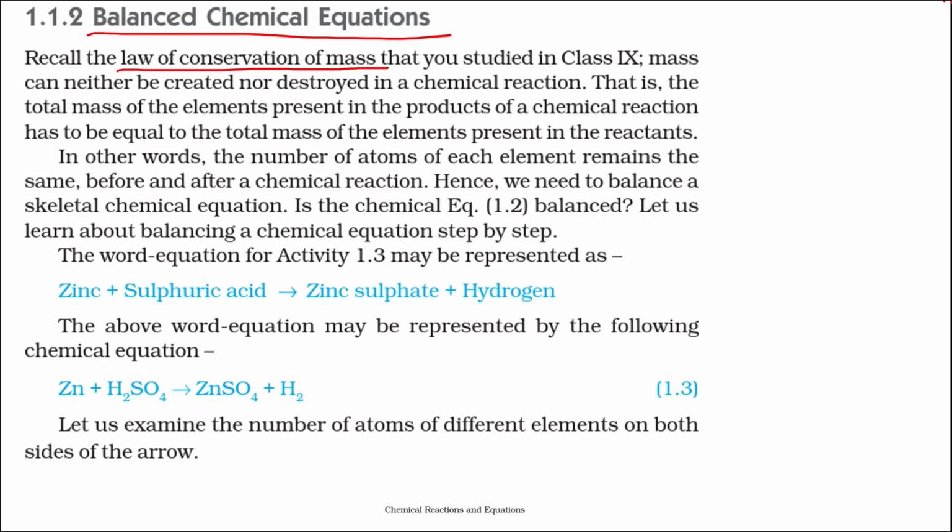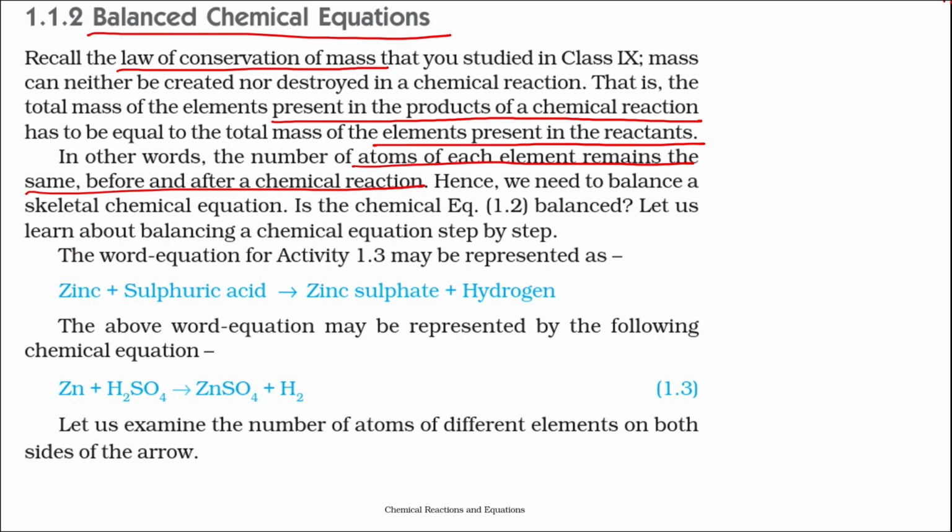This means the total mass of the elements present in the product of a chemical reaction should be equal to the total mass of the elements present in the reactants, or the number of atoms of each element remains the same before and after the chemical reaction. So, there is a need to balance the skeletal equation.